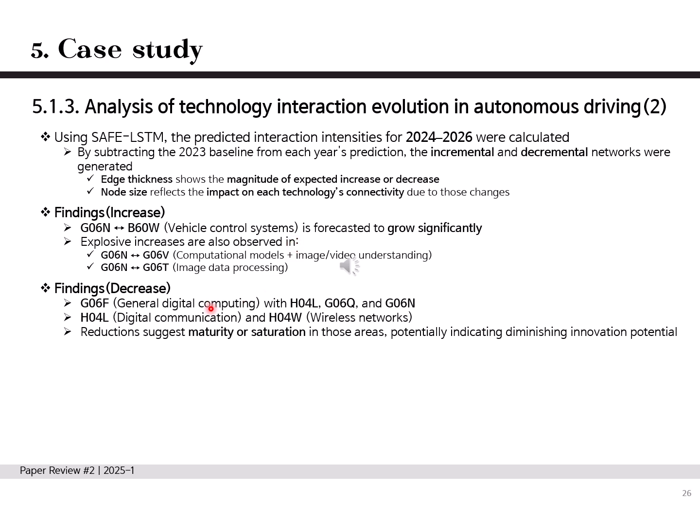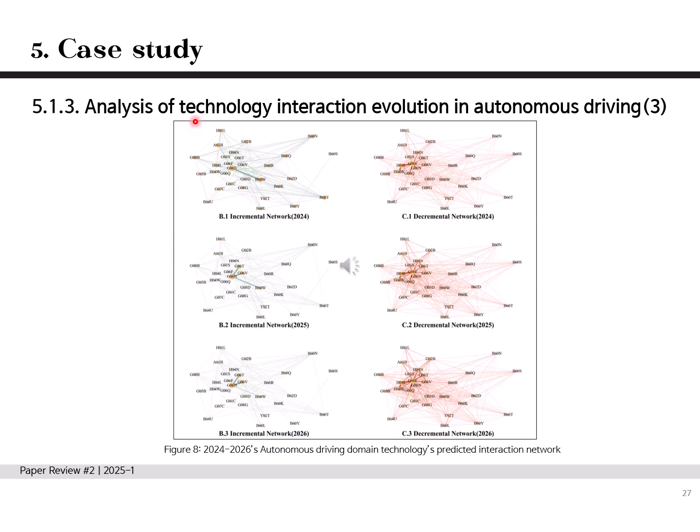As for the findings for decrease, G06F general digital computing with other nodes, and H04L digital communication and wireless networks show a decrease in interaction. The reduction suggests maturity or saturation in those areas, potentially indicating diminishing innovation potential. And this is a figure for the autonomous driving domain technological interaction network prediction using the SAFE model.